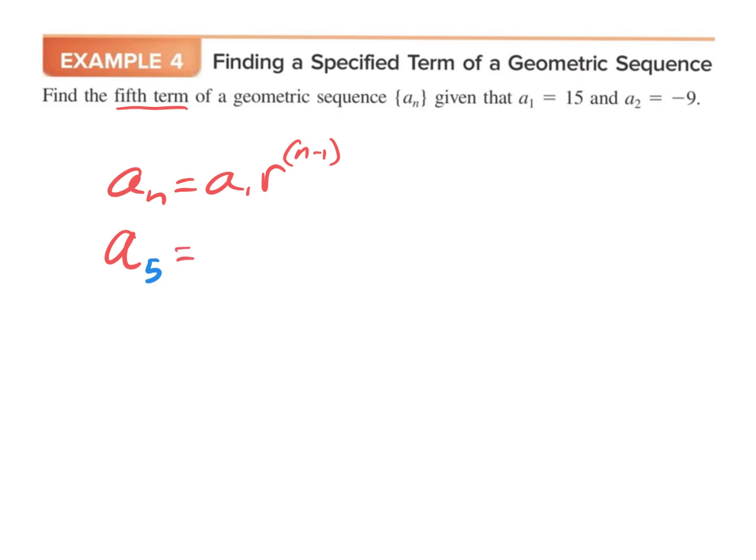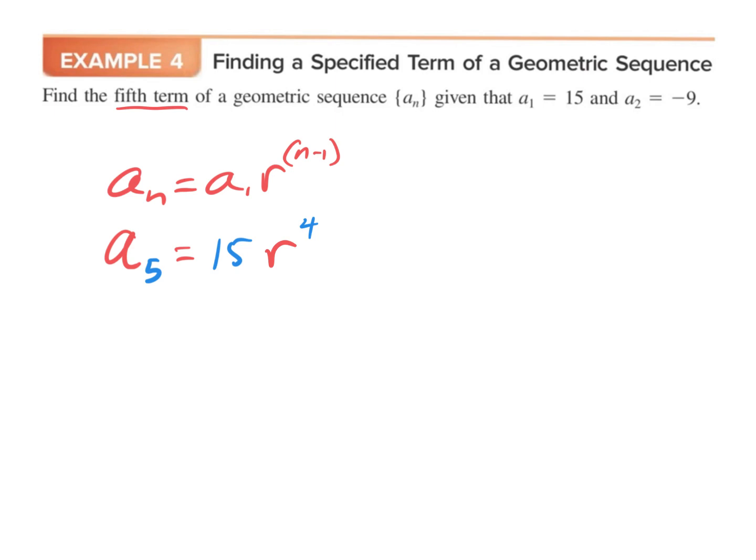So everything in blue is unique to this problem. What is the first term here? 15. Do we know r yet? I mean, we've got to find it, and it's not nice, right? It's not like I'm multiplying 15 by something nice to come up with that. So let's hold off on r for now. The n minus 1, we know that's going to be the fourth power. So we really just need r and we're done, basically.